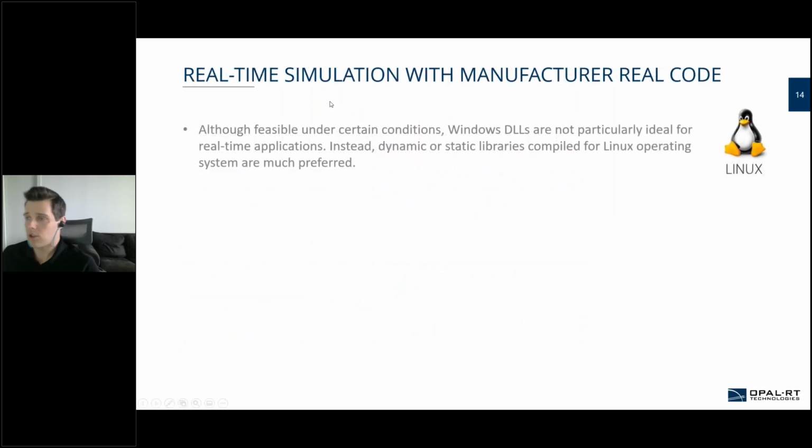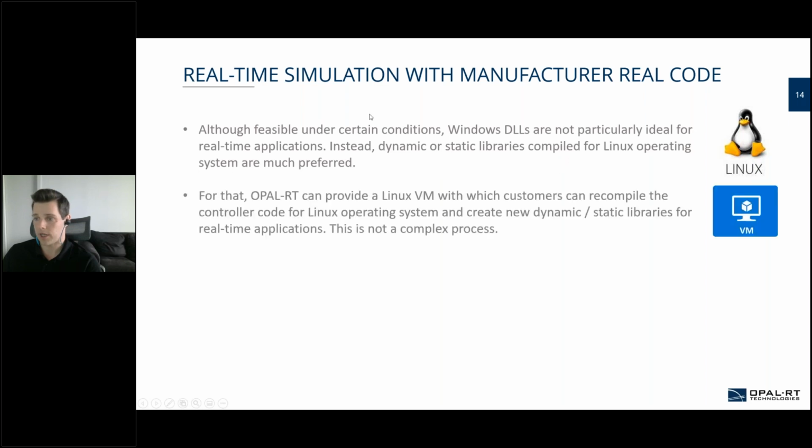About real-time simulation, just a few words with manufacturer real code. It's feasible under certain conditions, but typically those DLLs are not particularly ideal for real-time applications. Instead, we would prefer dynamic or static libraries that are directly compiled for the Linux operating system, which is much more controllable to achieve real-time performance. It really varies on the type of DLL that you're going to have, and how much room you'd have for jitter depending on the OS. But for best performance, we would always prefer to have a Linux operating system.